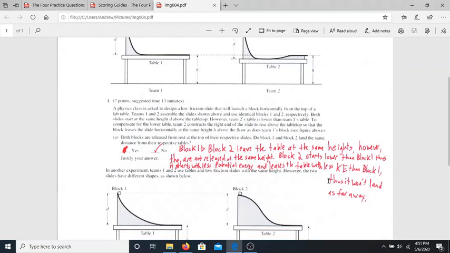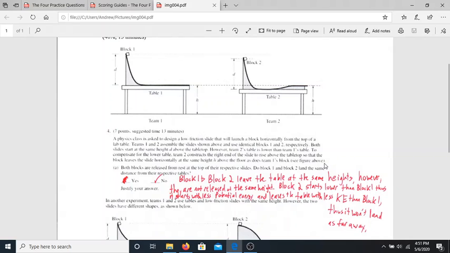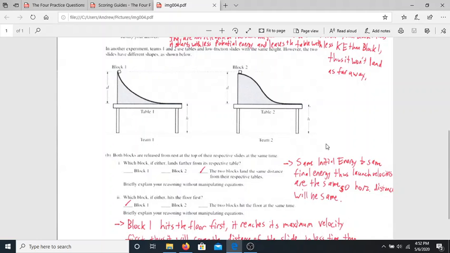If you basically said something along the lines of block 2 starts with less energy than block 1, and it leaves the table with less kinetic energy than block 1, bam, that's perfect. That's exactly what you need. All right? Now, second piece of this.